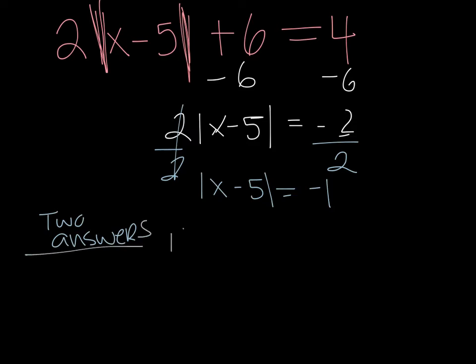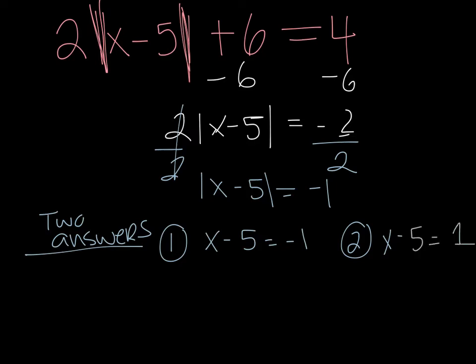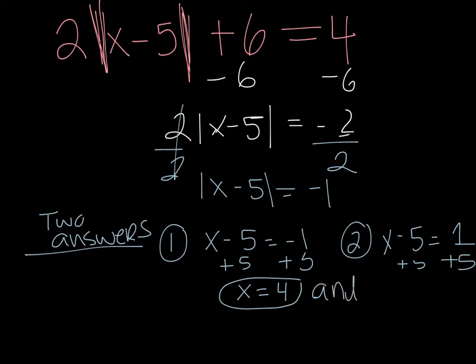So here's the first situation. You're going to have x minus 5 equals -1. And the second situation would be x minus 5 equals +1. And you're going to solve each of them separately. So you're going to add 5 on both sides. So you now have x equals 4, and x equals 6. And you are done. That is how you solve that problem.